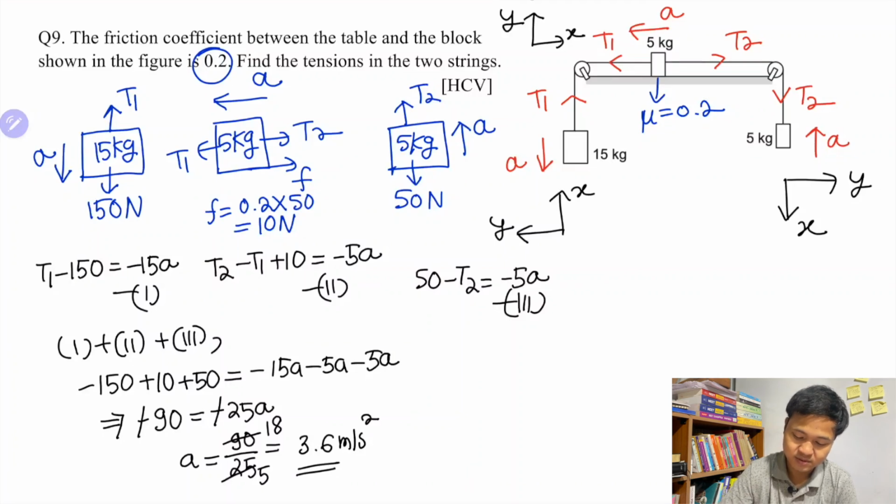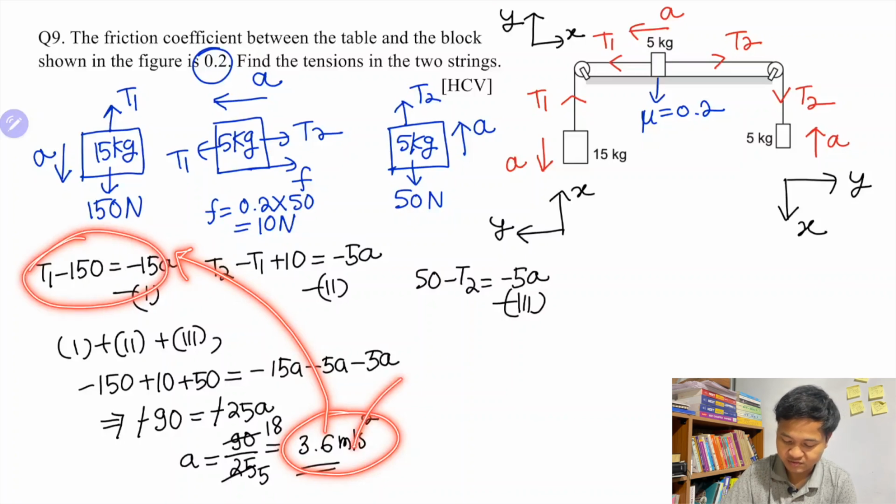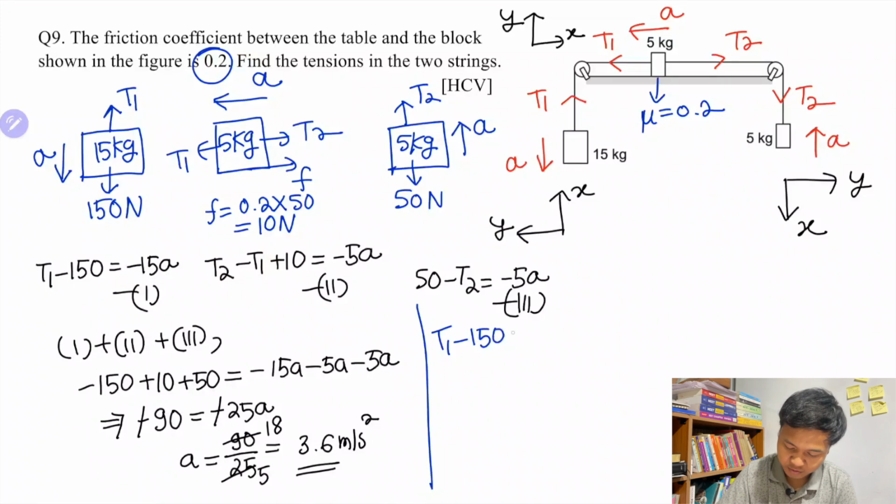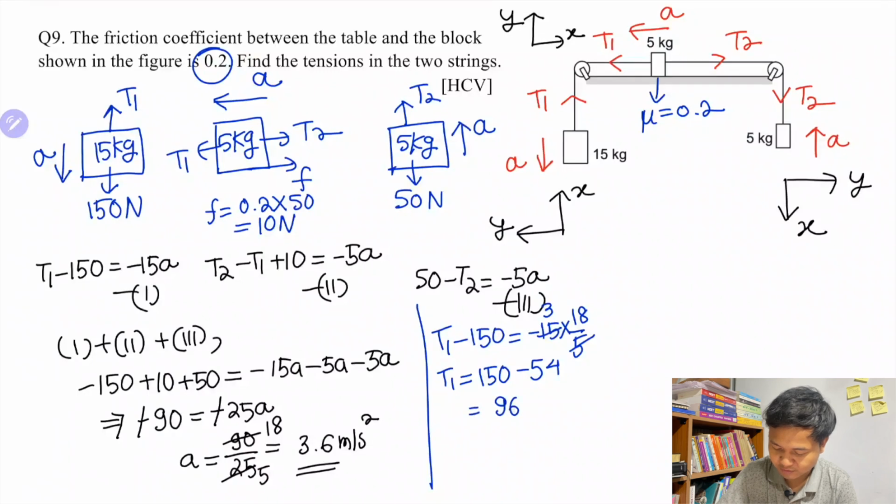Now that acceleration is known, we find T1 and T2. You put this value here, you'll get the value of T1. You put this value here, you'll get the value of T2. From equation 1, T1 minus 150 should be equal to minus 15 into 18 by 5. So T1 equals 150 minus 54, which is 96 newton. T1 is 96.